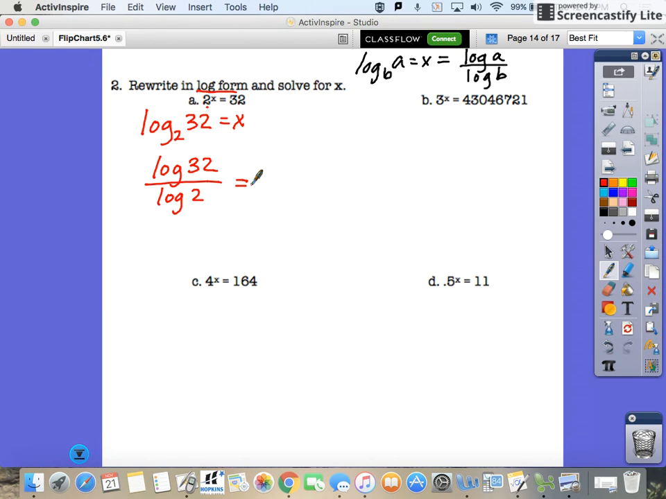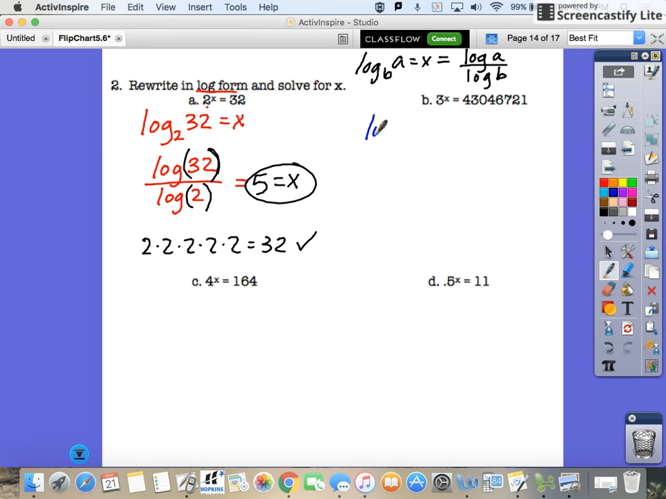One thing to be aware of when you type this in your calculator, you have to make sure that you close the parentheses. Students in class were not closing this parenthesis, and it totally messes up the answer. What you end up with here is x equals 5. That means 2 to the 5th power equals 32, which makes sense because 2 times 2 times 2 times 2 times 2 is in fact 32, so we're good.